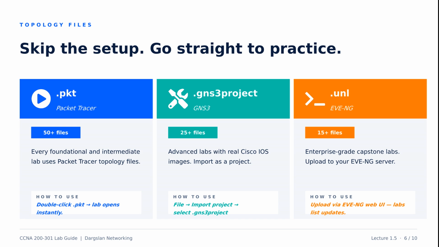Now beyond the cheat sheets, you've got the actual lab topologies, pre-built and ready to load, so you're not wasting an hour wiring up routers before you can practice. 3 formats cover the whole course. Over 50 Packet Tracer files for your foundational and intermediate work. Just double-click and you're in. 25 GNS3 projects for the advanced labs running real Cisco IOS images, imported straight into the app. And 15+ EVE-NG files for the enterprise-grade capstones, uploaded through the web UI. Pick the platform that matches the lab and skip straight to the configuration.